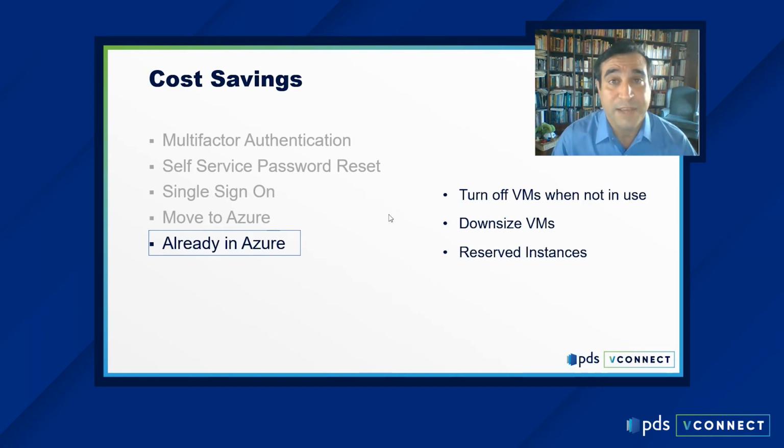Now, if you're already in Azure, you can turn off VMs when not in use. You can downsize VMs, right? We can do reports to find out if they're being used and what's not being used, so you can downsize it. And also reserve instances. Reserve instances allows you, essentially, if you're going to be using a VM for 1 or 3 years, to save up to 80% of the cost of the actual VM in Azure by doing this. So it actually does quite a bit in there. And you can still pay monthly if you want, or pay ahead.